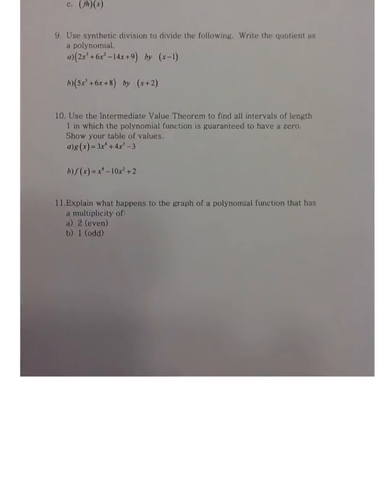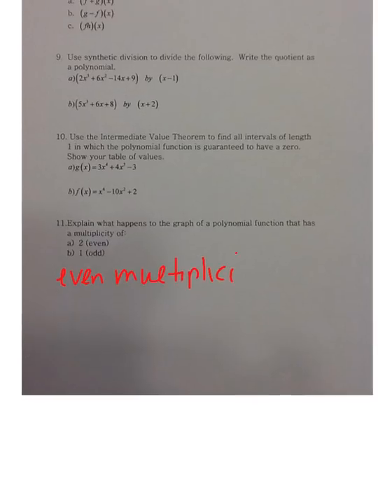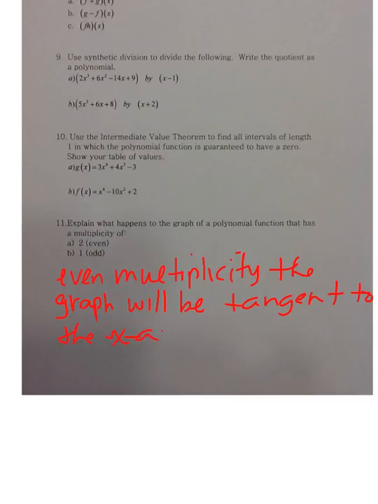Okay, so last one is to explain the multiplicity. So when your multiplicity is even, so an even multiplicity, the graph will be tangent to the x-axis at that 0.